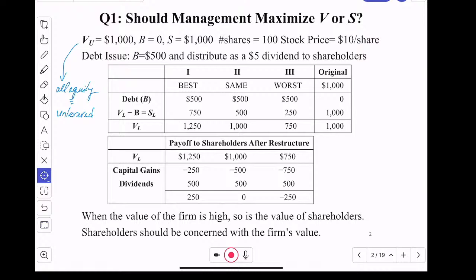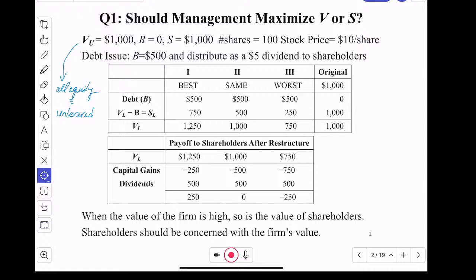So Modigliani and Miller addressed the second question. So we answered the first question going back. The first question was, should management aim at maximizing V or S? Well, they should care about V because the shareholders care about V. So that's the answer there.